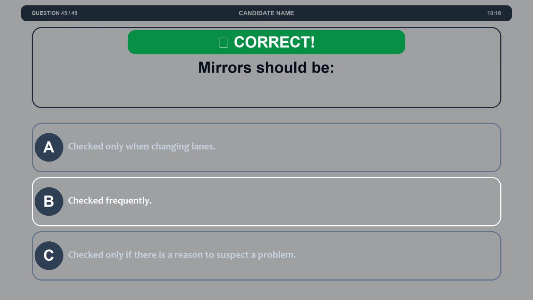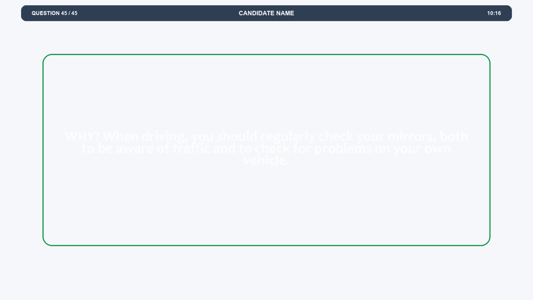The correct answer is option B. Checked frequently. Explanation. When driving, you should regularly check your mirrors, both to be aware of traffic and to check for problems on your own vehicle.